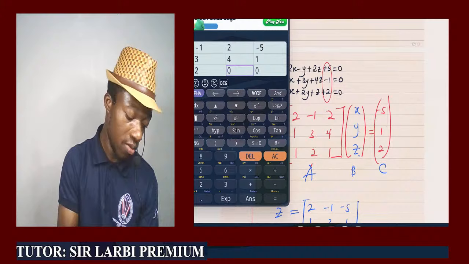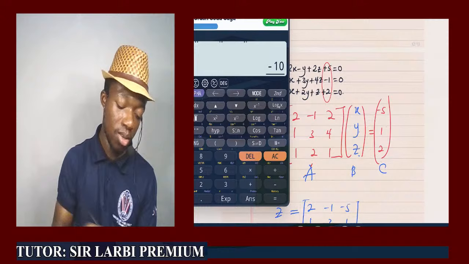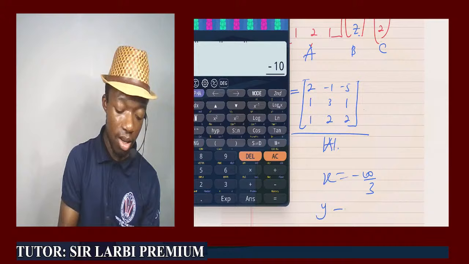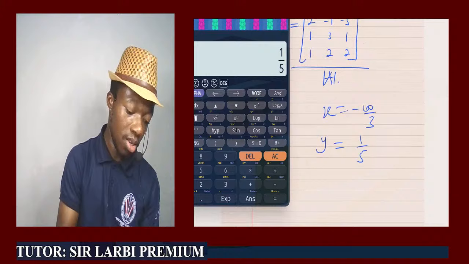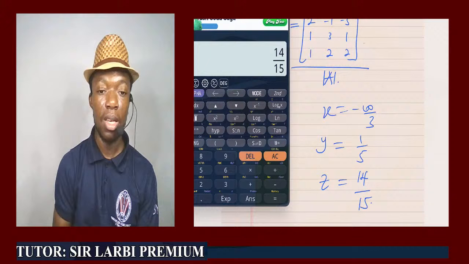Once you have this, you just have to press the equal sign. Realize that we are getting x to be, depending on the calculator, equal to negative 10 over 3, depending on how you input your values. Then let's see for y. I was getting 1 over 5. And for z, I'm getting 14 over 15. So we can check if that is true. Depending on how I input the values, you are supposed to get something like this.